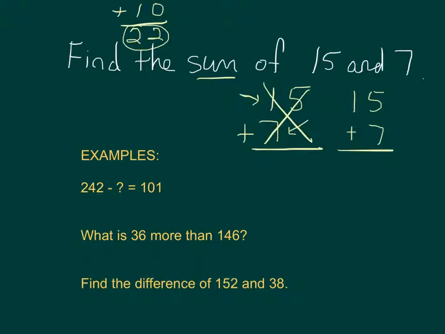Okay, now I'm adding the ones plus the ones. So 7 ones plus 5 ones is 12 ones. So that means I put the 2 here and carry the 1. 1 plus 1 is 2, so my answer is 22.